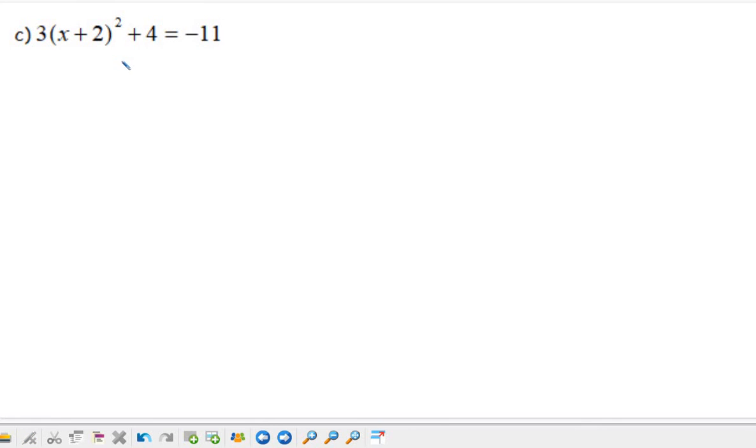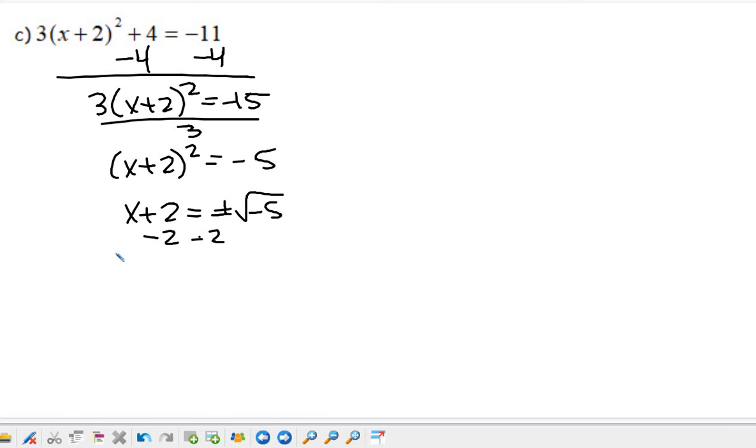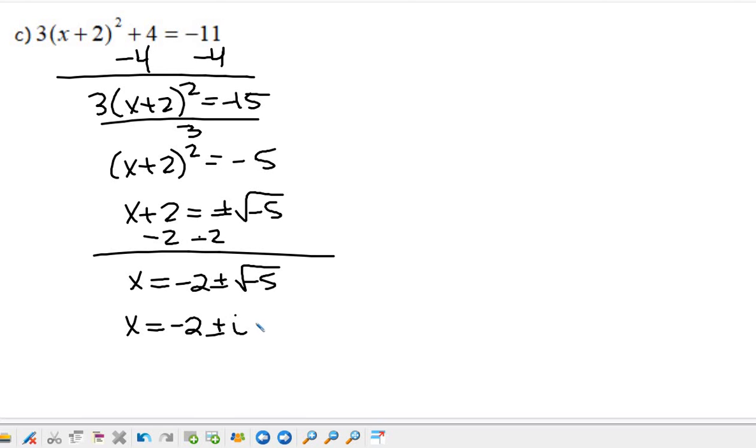Letter C, I'm going to use the square root property just like I did in A. It's a little bit different, but not much. So I have 3 times x plus 2 squared is equal to -15. Divide by 3. So x plus 2 squared is equal to -5. So x plus 2 is equal to plus or minus the square root of -5. So I'm going to get my x isolated. And we know we cannot leave that negative under a square root. So that's going to be -2 plus or minus i square root of 5.